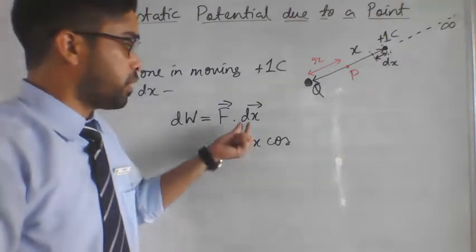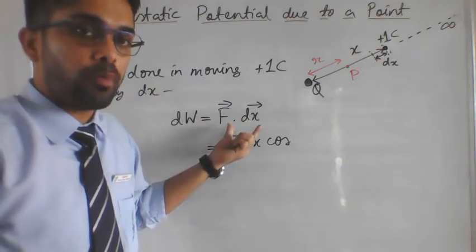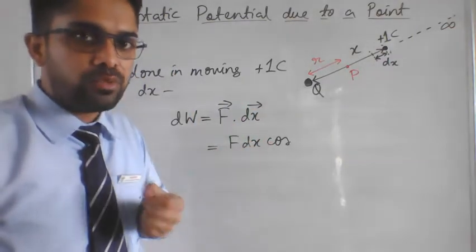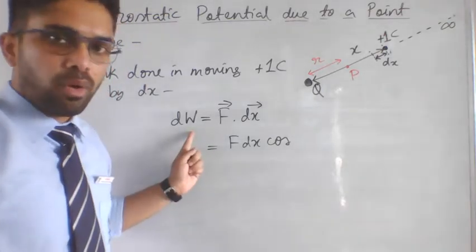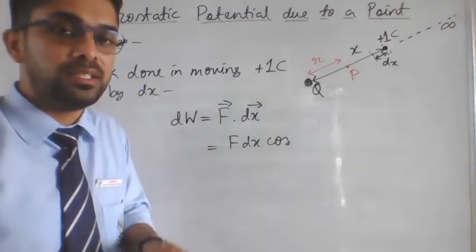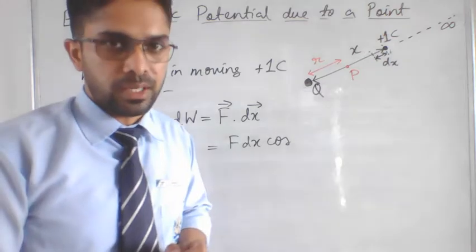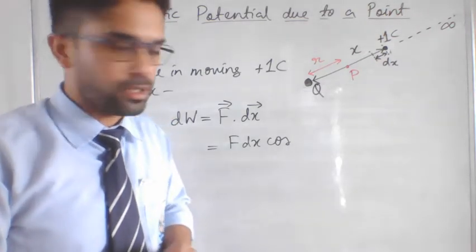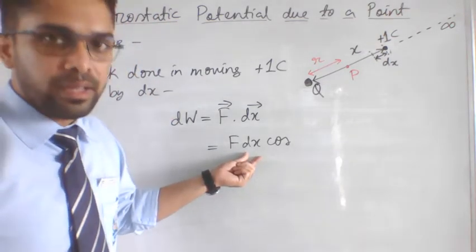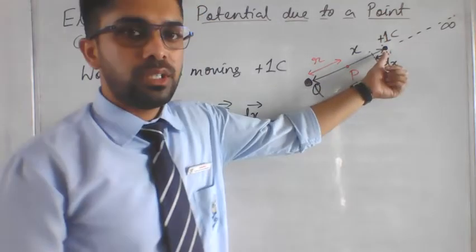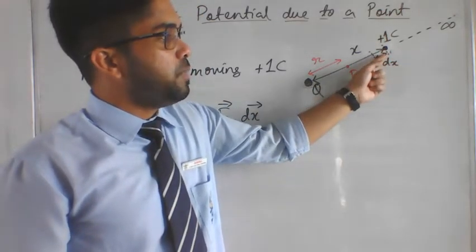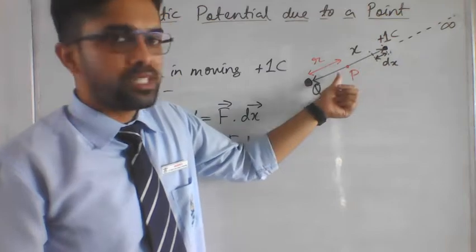I hope you remember, because the resultant of a dot product is a scalar quantity, and as we have discussed earlier, work done, electrostatic potential, and potential energy are all scalar quantities. They don't have any definite direction. Now what will be the angle here? If you pay attention, the displacement of the particle is happening towards the point P.